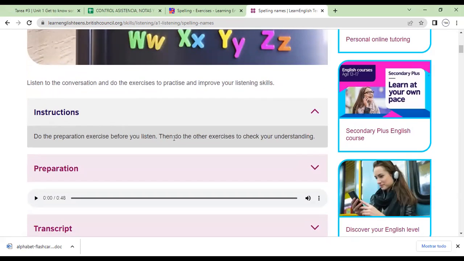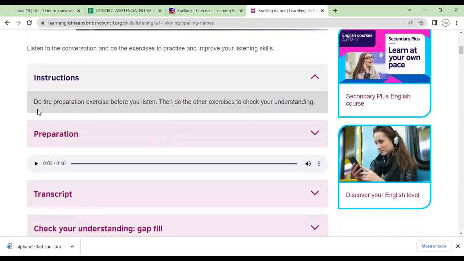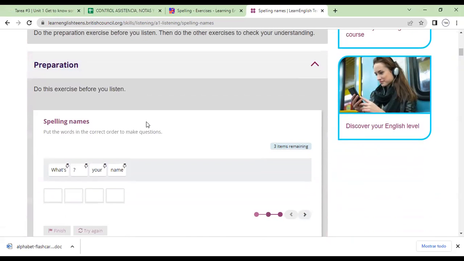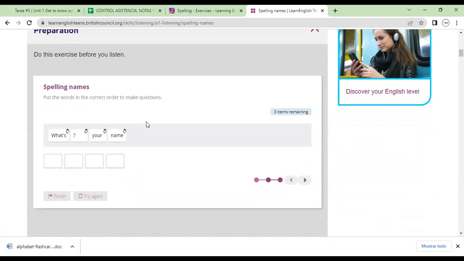Okay, let me see. Okay, instructions. Do the preparation exercise before you listen. Then, do the other exercises to check your understanding. Preparation. Do this exercise before you listen.